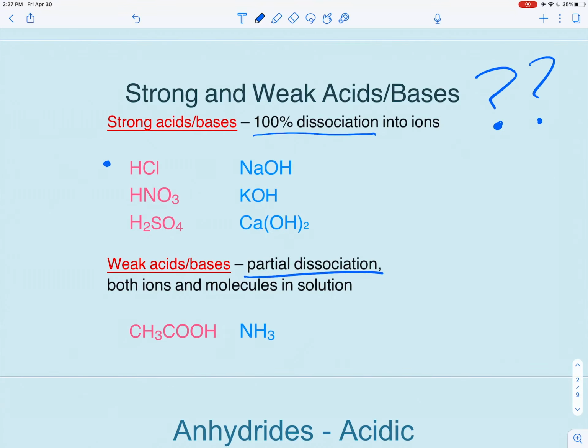Basic anhydrides, you may have guessed, are going to form bases. These are metal oxides that combine with water to form bases. So these are the metal oxides here. Those are our basic anhydrides, and here we have our bases. As we can see, the hydroxide is a giveaway that it's a base. So these chemicals combine with water to form acids or bases. That's what anhydrides are.